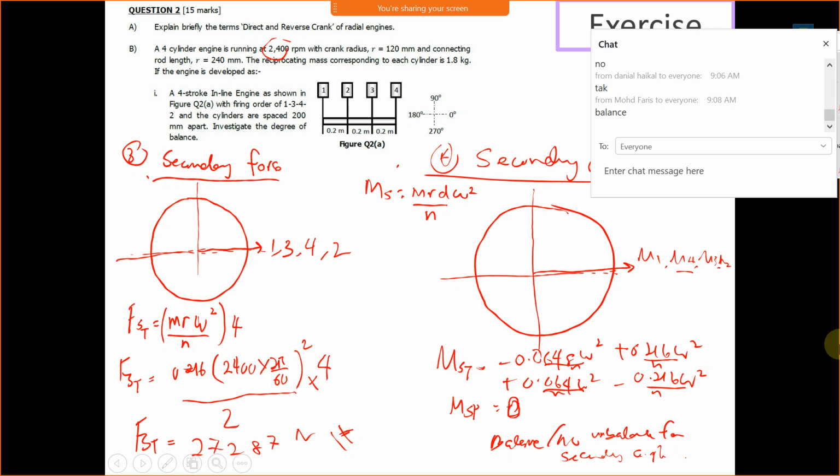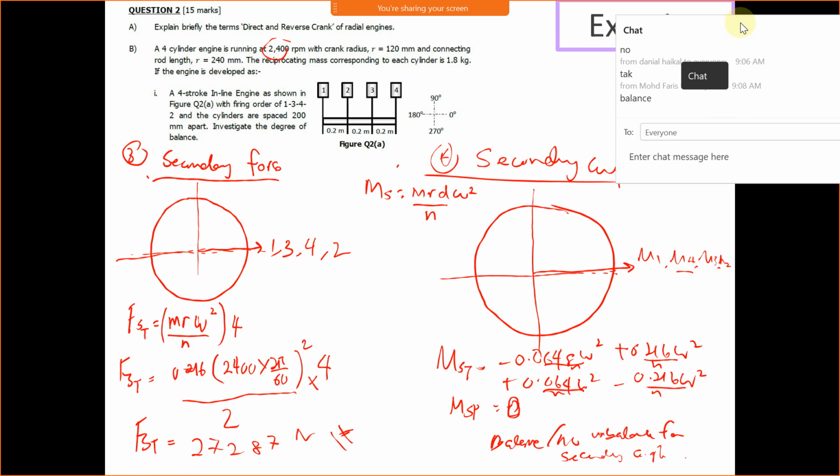So, macam itulah untuk moment dengan force for inline. So, ingat yang inline punya, you need to consider primary force, primary couple, secondary force, and secondary couple for inline. Okay, any question? Ada soalan nak tanya? Tak ada. Okay. So that is about inline engine.